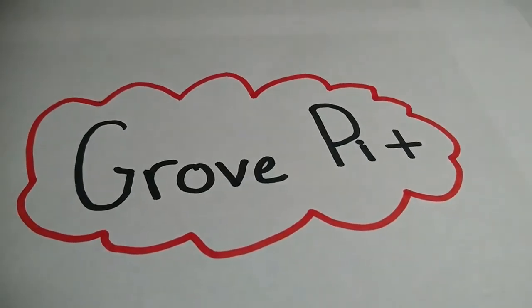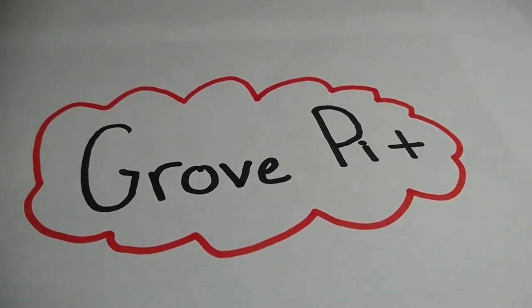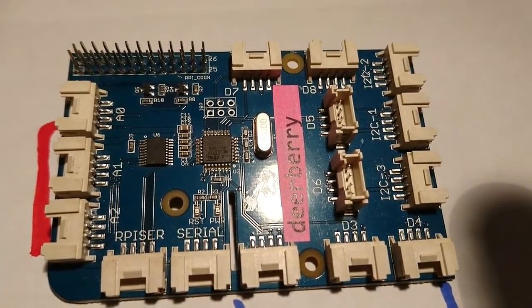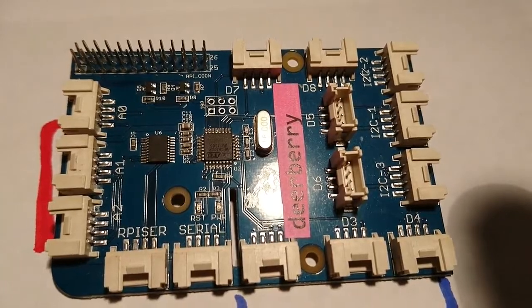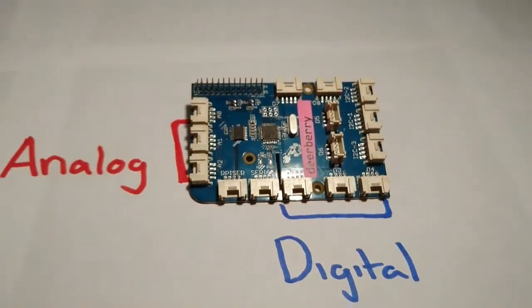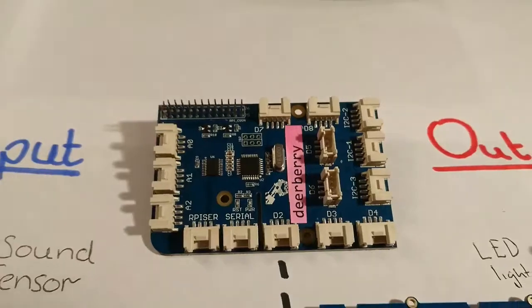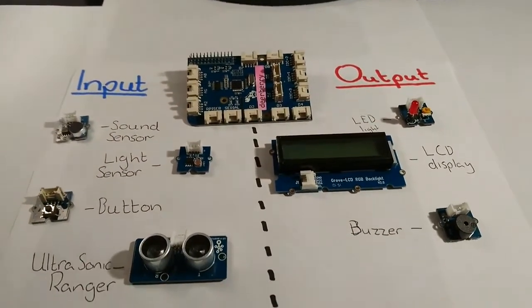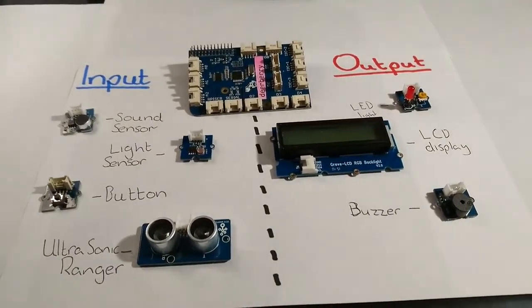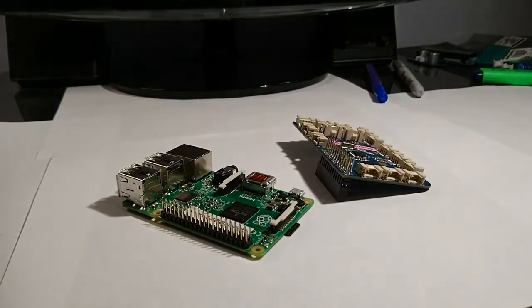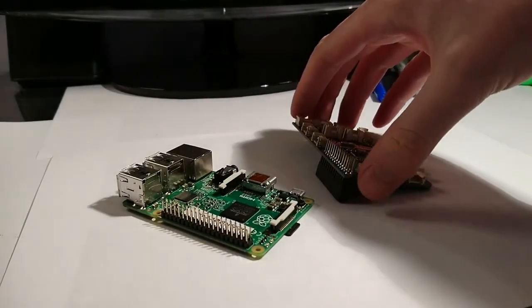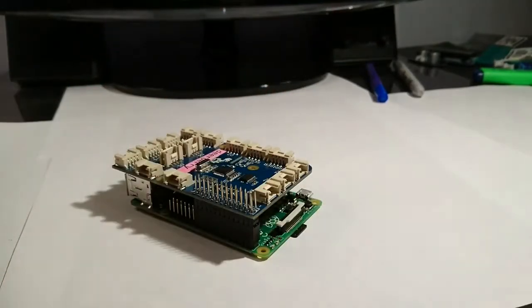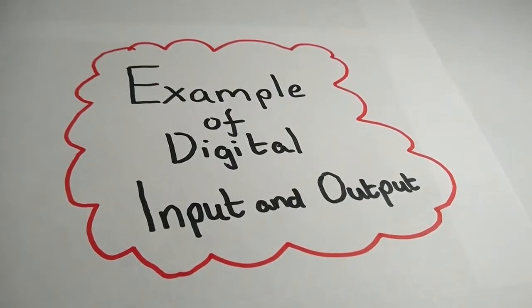We will now look at the Grove Pi device for the Raspberry Pi. Using the GPIO pins can be quite time consuming and complicated, so instead we connect to something called the Grove Pi device, which can connect to both analog and digital data sources. Here you can see some of the components that can be used with the Grove Pi for inputting and outputting data. To connect the Grove Pi device, simply connect it to the GPIO pins on the back of the Pi, like so.